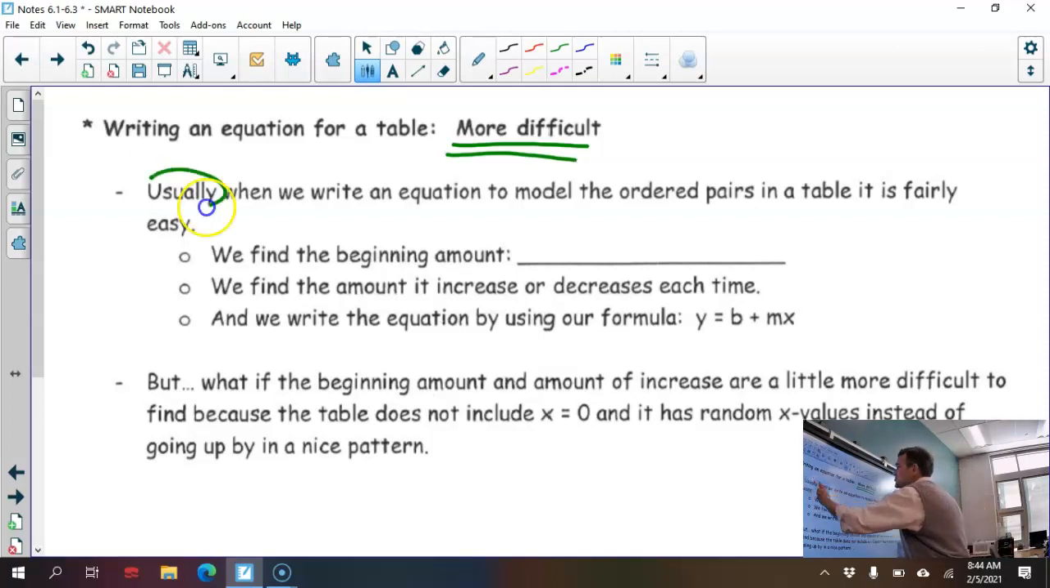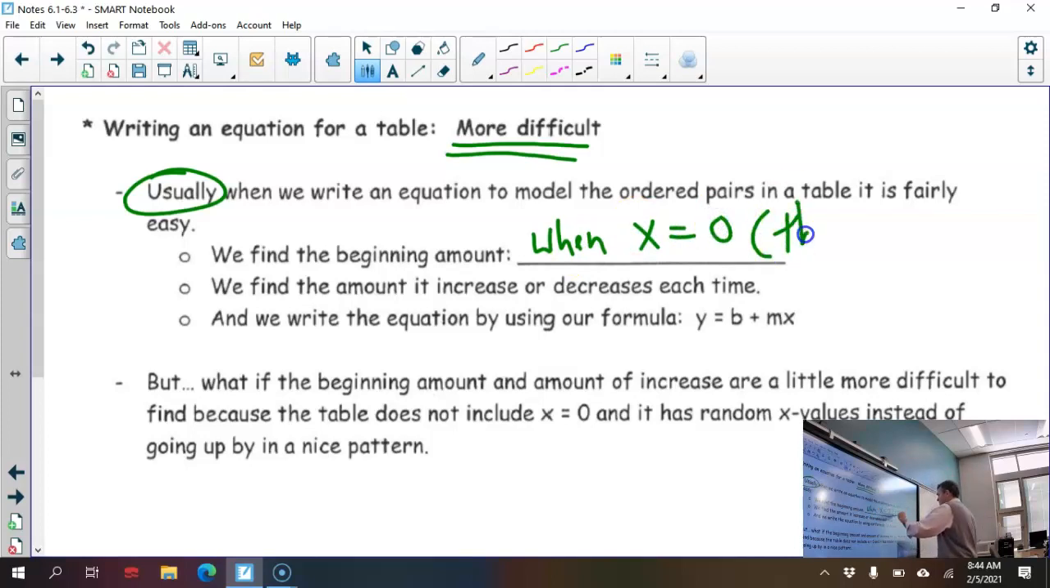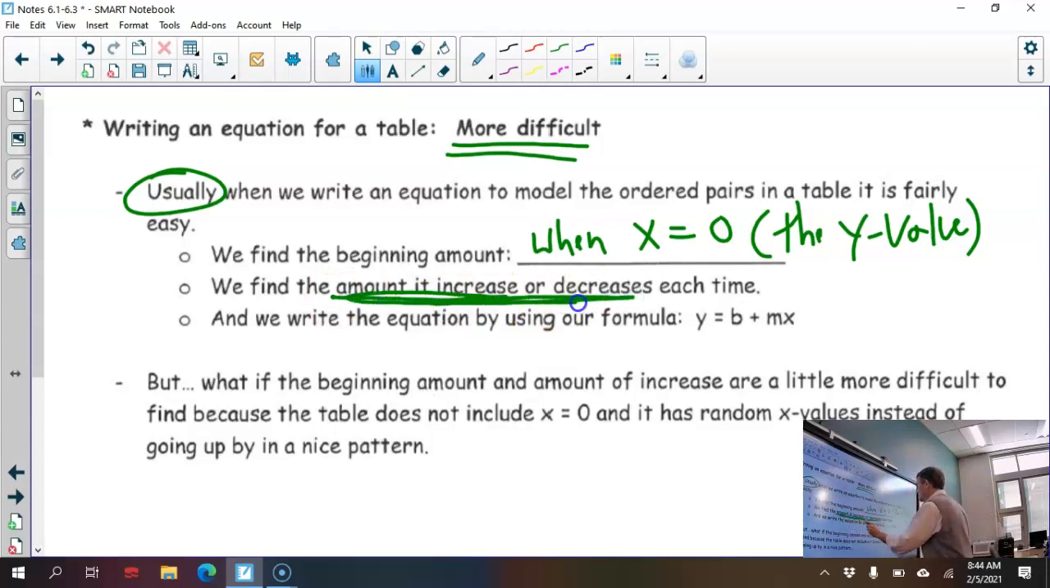All right, so usually, at least up until now, when we write an equation to model the ordered pairs in a table, it's been fairly easy. We find the beginning amount. That, of course, is when X equals 0. I guess I should have said it's the Y value when X equals 0. And we find the amount of increase or decrease. And then we just substitute those numbers into the equation for the M and the B.